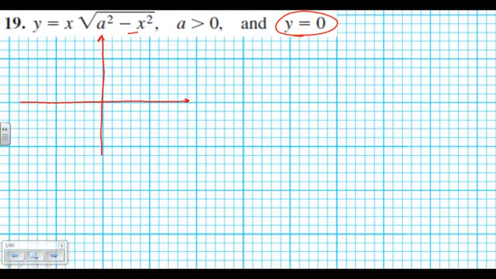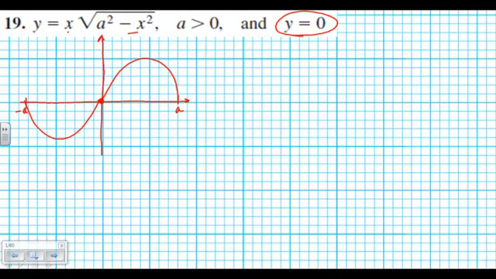When I look at this curve, I see a root at x equals 0, because 0 times whatever is going to give me 0. So I'm going to put a root there. Also, there's going to be a root when x is equal to a, because a squared minus a squared is 0. Likewise, there's going to be a root at negative a. It's going to be positive here, it's going to be negative here, and so there is my graph.